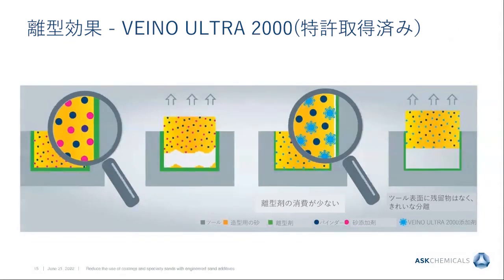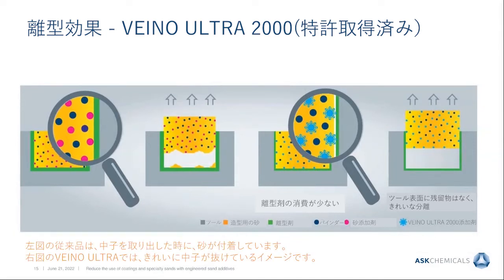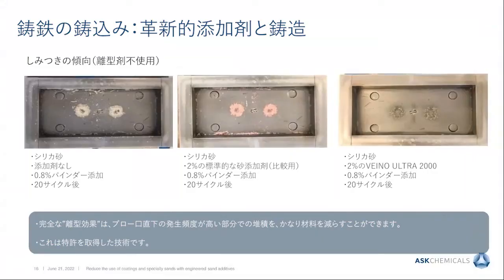We have developed this Veno Ultra 2000, which is patented. If you look on the left side of the picture, you see the sand mixture, which is in yellow, with the binder and the additive. Unfortunately, often sand is sticking when you strip the core out of the core box. We have developed an additive which contains an intrinsic release agent so that the core can strip without any residue out of the toolbox. This is not only a story, we have proven it in our pilot foundry.